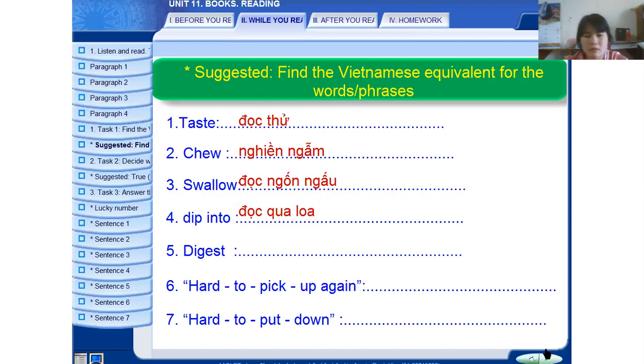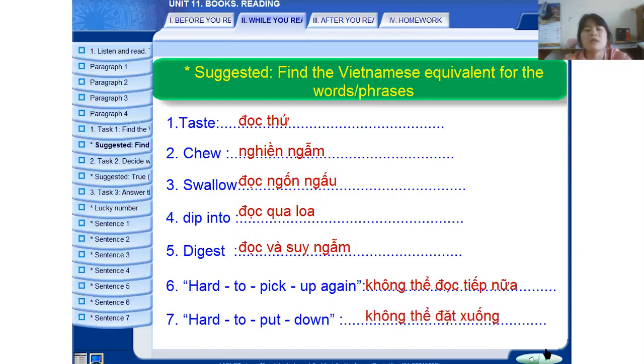Digest. You say? Yes. You see? Đọc và suy ngẫm. How about pick up again? Không thể đọc tiếp nữa. To put down. Không thể đặt xuống. Here are the Vietnamese equivalents for the words and phrases.